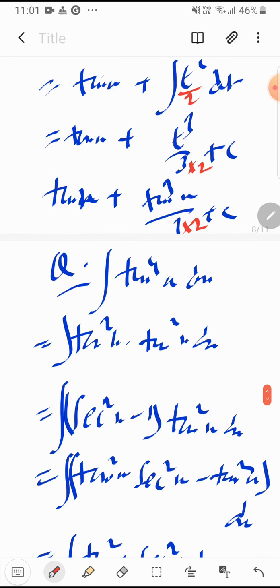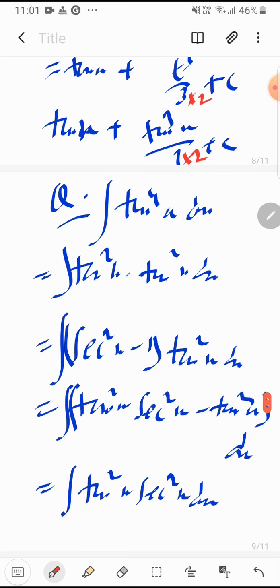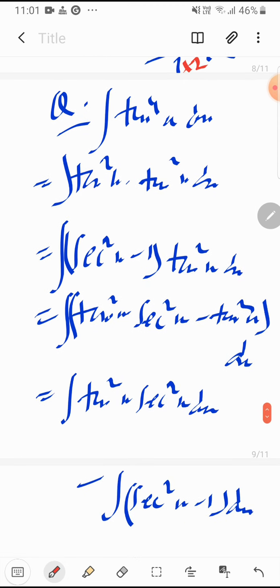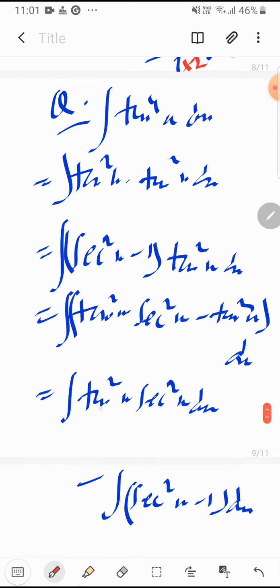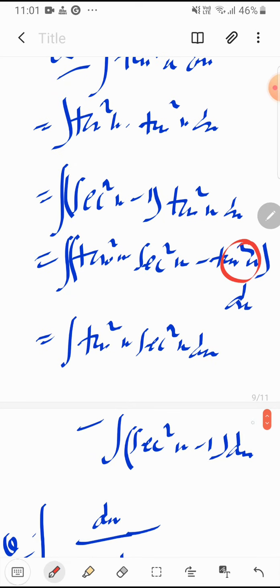Then tan raised to the power 4 x dx, with the same method as secant, we can write tan square x into tan square x. But there is no standard integral of tan square x, so I would like to change tan square x into secant square x minus 1. Open the bracket, you will get two integrals. In one integral again put tan x as t, so you will get the same secant square x dx as dt. And in the second integral, convert tan square x into secant square x minus 1, so its integration is tan x, and the integral of 1 is x.